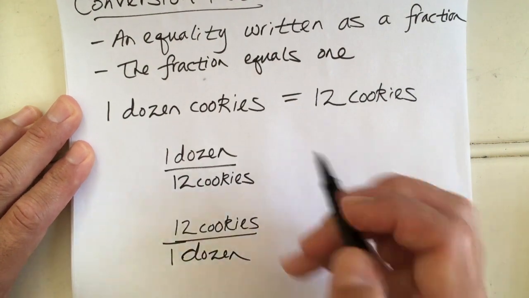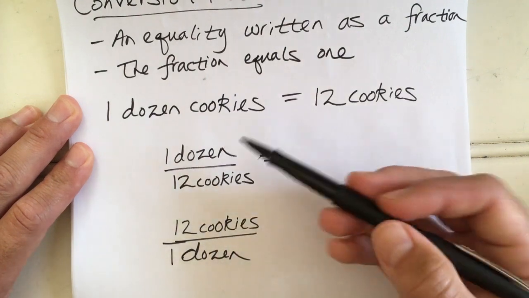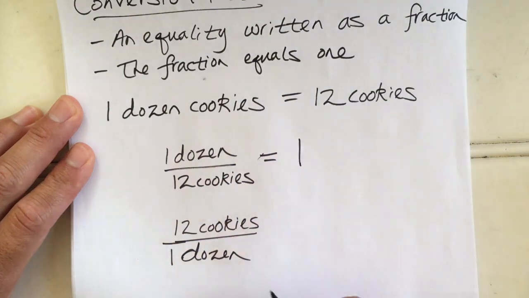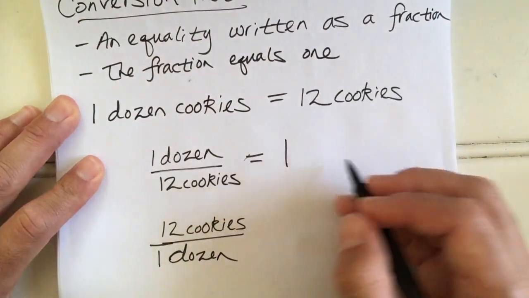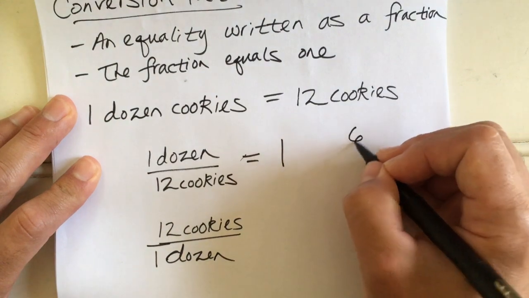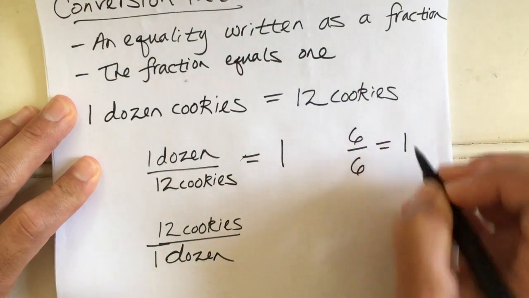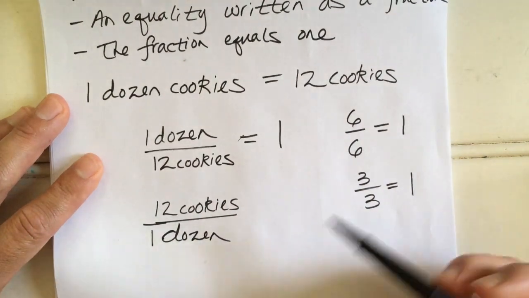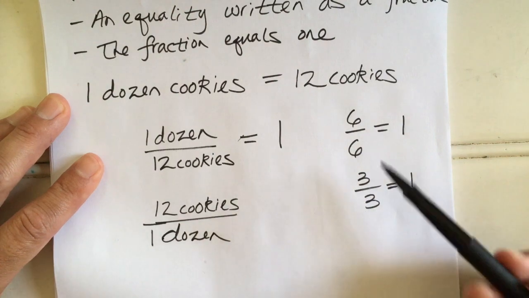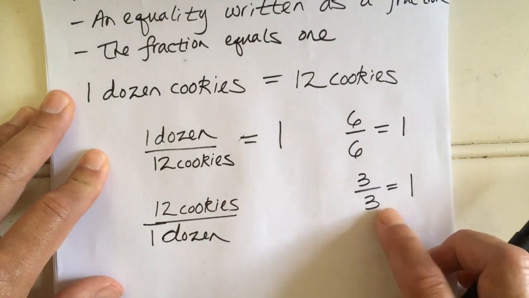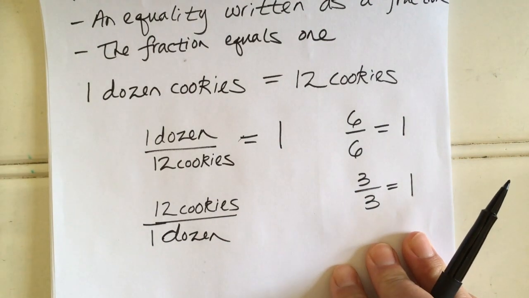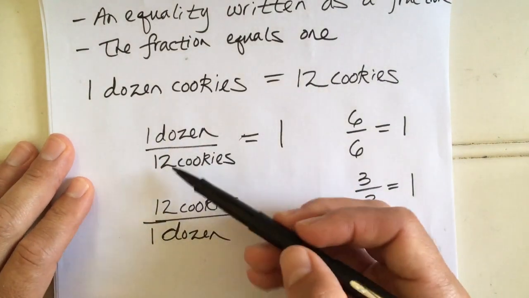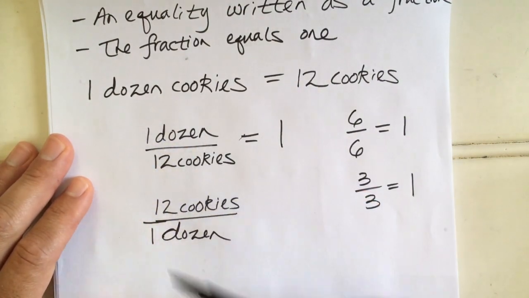What's important here is that if we do the division, if you took a dozen and divided by 12 cookies, you would get the number 1 because it's the same thing. If you take 6 divided by 6, we know that's equal to 1, or 3 divided by 3, we get 1. So any two equal quantities in a fraction, when we divide them, go into each other 1 time. And so 12 cookies goes into a dozen cookies 1 time. This is the same amount of cookies: this is 12 cookies, this is 12 cookies.